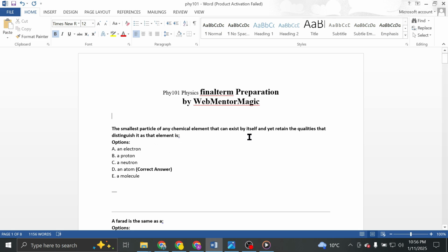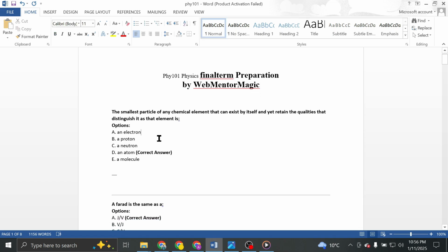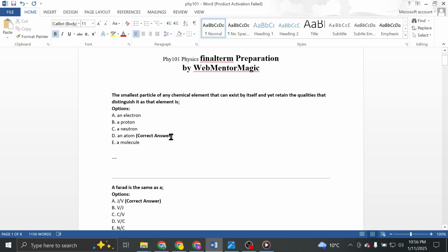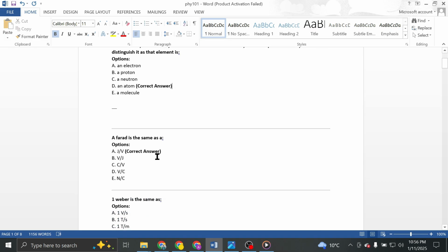The smallest particle of any chemical element that can exist by itself and yet retain the qualities that distinguish it as that element is. Options: A, an electron, B, a proton, C, a neutron, D, an atom. Correct answer: E, a molecule.